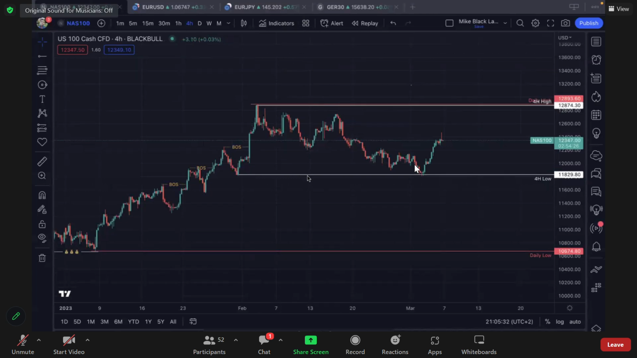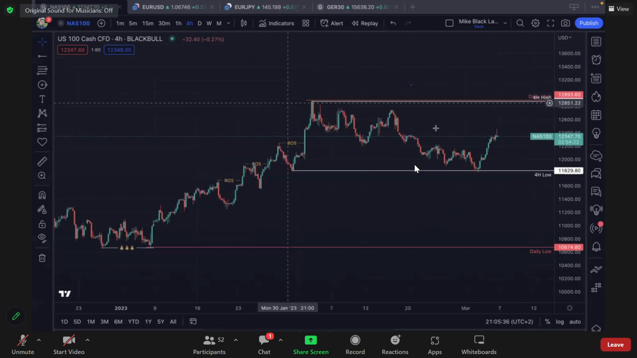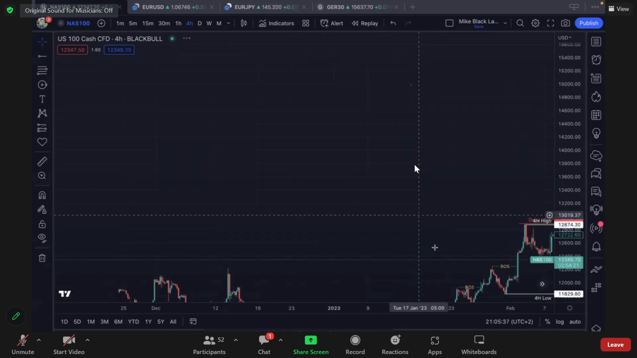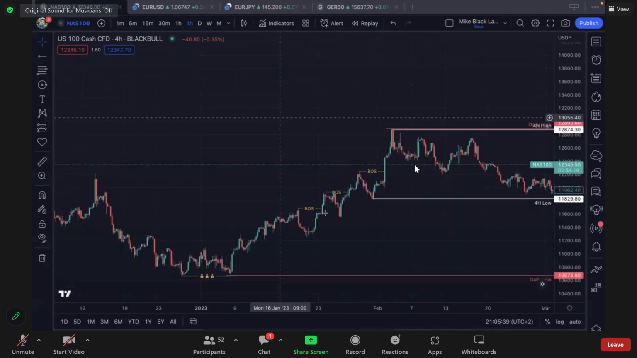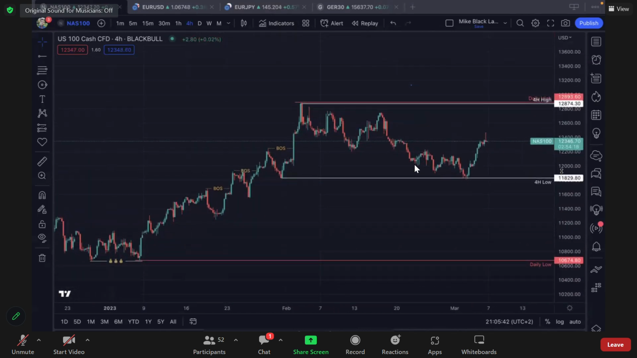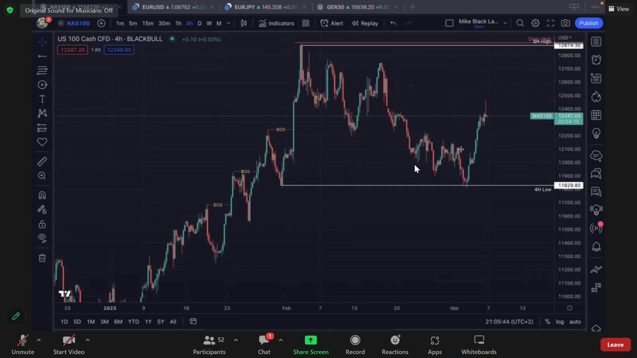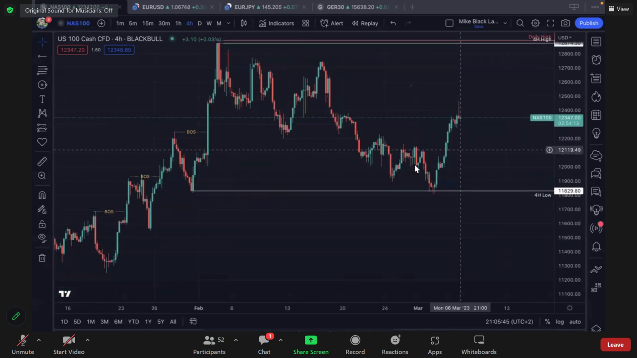Liquidity grabs don't change the trading range. This is very important, guys. So remember, in order for you to have a new trading range, it must be a full body closure. Look at this quickly. It must be a full body closure.